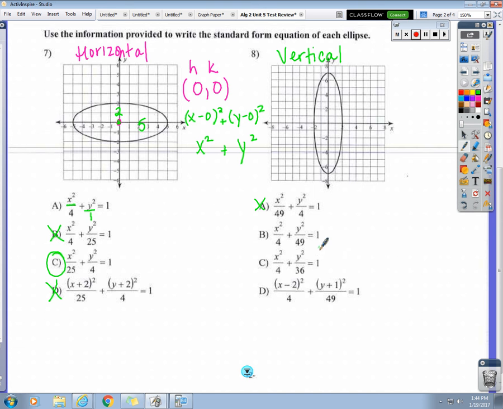Where is the center of this ellipse? The origin. So doesn't that mean when you're writing the equation, it'll just be x minus 0 squared, which is just x squared, plus y minus 0 squared, which is just y squared, which eliminates D. Now we just have to decide what numbers go under there. For B and C, both of their values are 4 underneath the x. But for B and C, both of them have different y values. So let's measure. From the center to the side is how many units? 2. So 2 squared is 4. So that's why both of these are 4. But from the center up is how many units? So the number under the y should be a 49. So B.